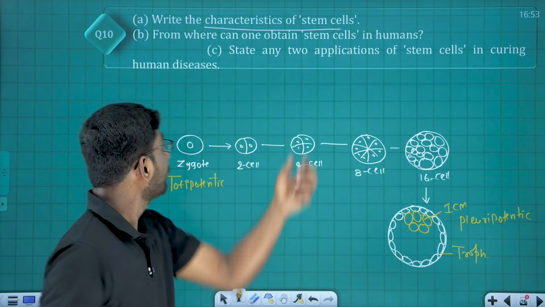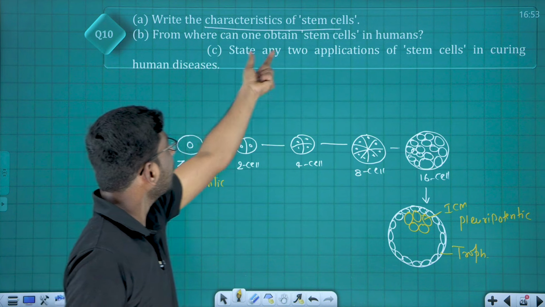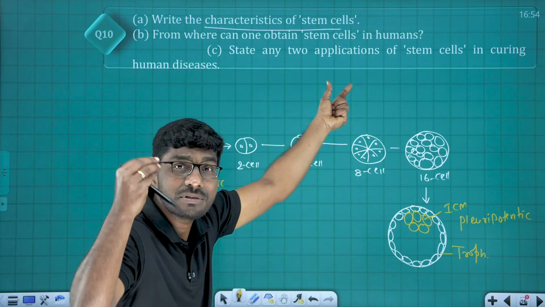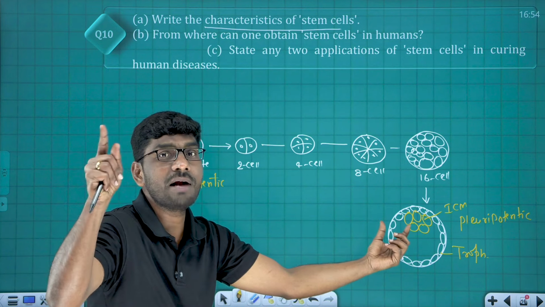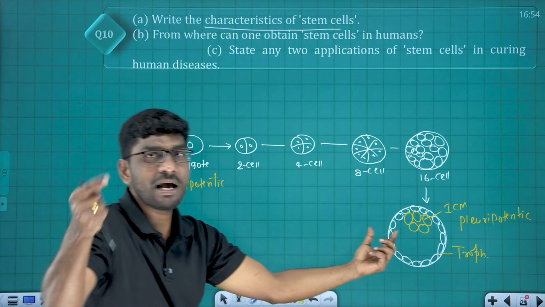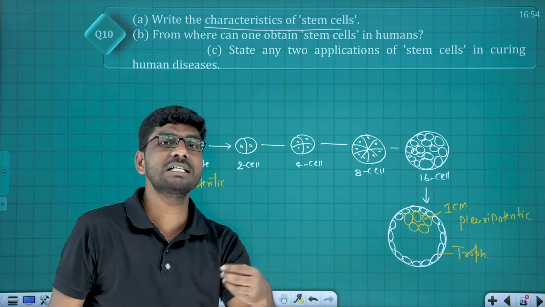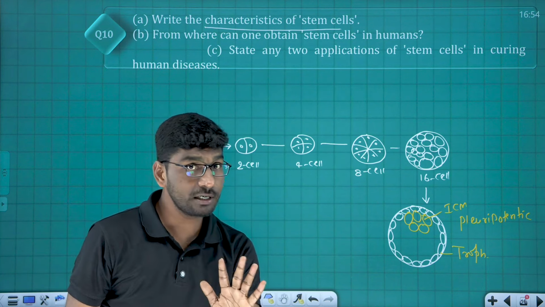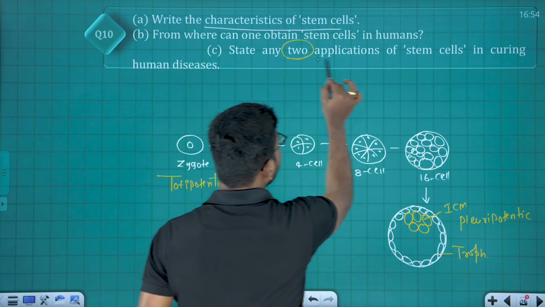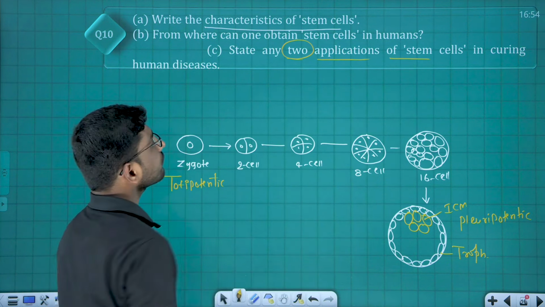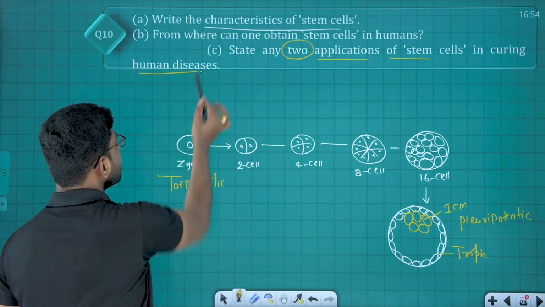So in humans, where can one obtain stem cells? Stem cells can be obtained from the embryonal stage. Stem cells can be obtained from adult bone marrow. Bone marrow stem cells are actually multipotent stem cells. Clear, students? Next, state any two applications of stem cells in curing human diseases.